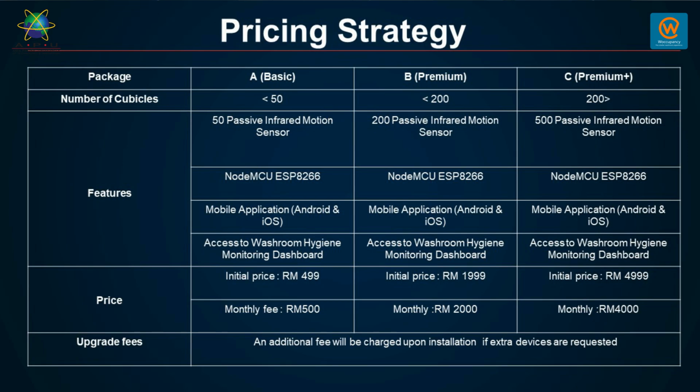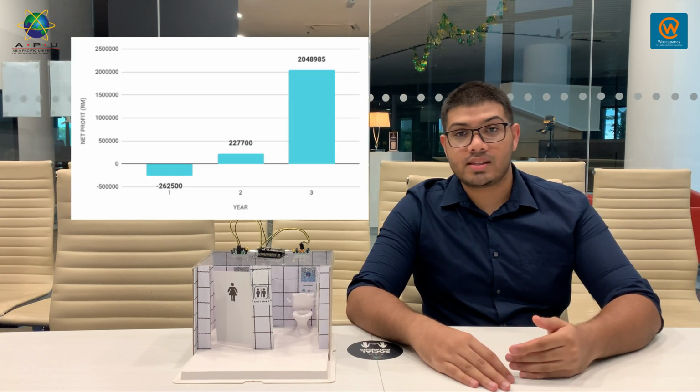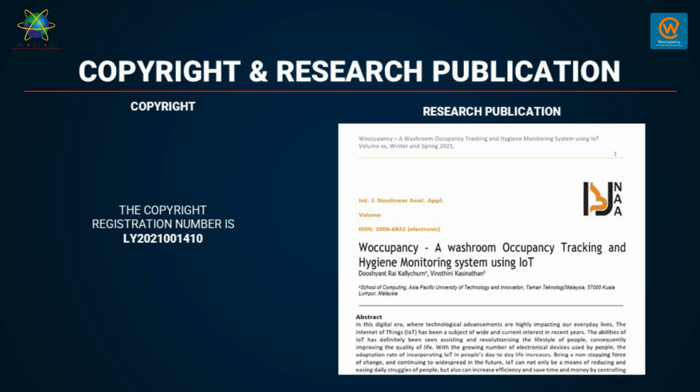We plan on selling our subscription based on the packages that the customer wishes to use. For example, if company A has less than 50 toilet cubicles, they might prefer to opt for the first package. Based on our calculations, we expect to break even in the second year of operation itself. Our application has been registered under the number LY201001410, and a research paper was published in the International Journal of Nonlinear Analysis Application. Our vision is to lead the washroom care industry in Malaysia.